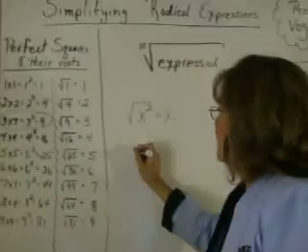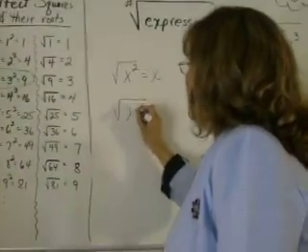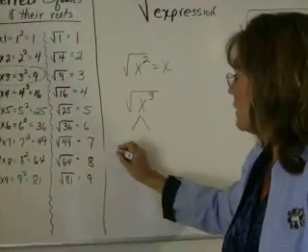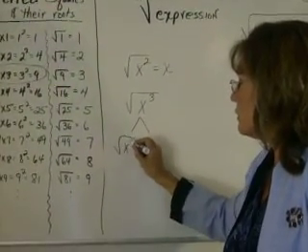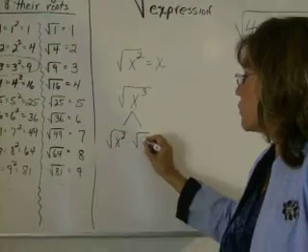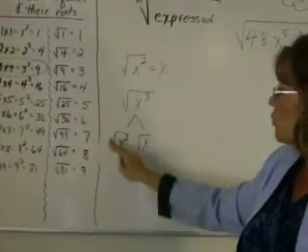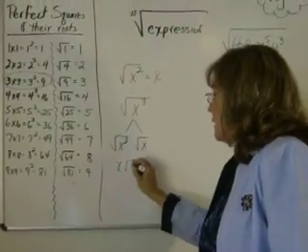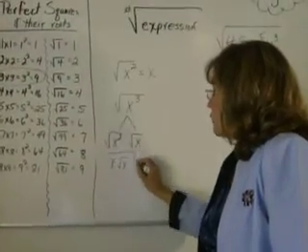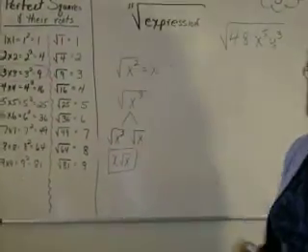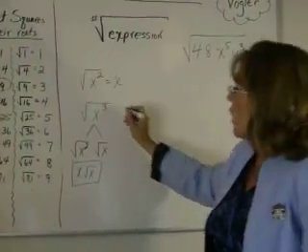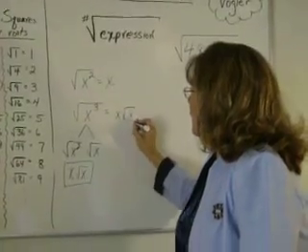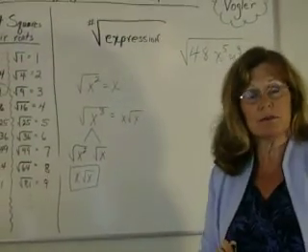So let's say we wanted to simplify the square root of x cubed. Well, we could write that as the square root of x squared times the square root of x. But the square root of x squared, that's a perfect square, it's x. And we leave our square root of x in this part of our term. So the simplified version here would be x times the square root of x.